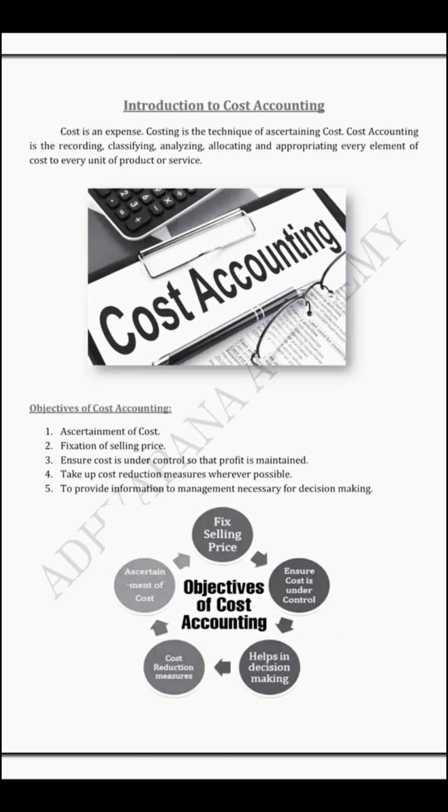Then fixation of selling price. The second step is to fix the selling price, be it for the product or for the service rendered. How do we fix the selling price? It is cost plus profit. First we must know the cost. To the cost you add a profit margin and quote your selling price. So ascertainment of cost is the first step, and the next is fixation of selling price.